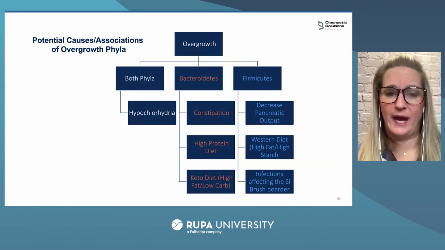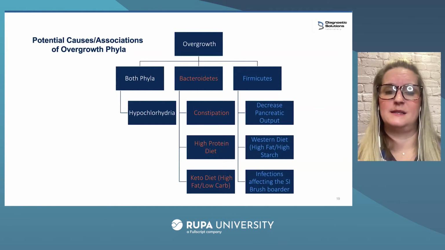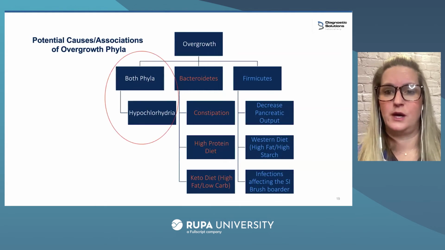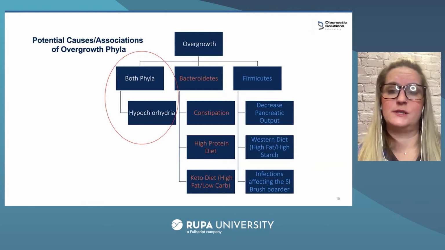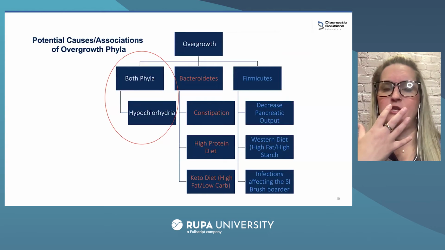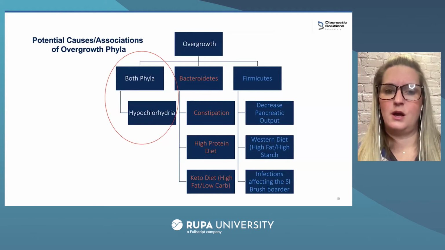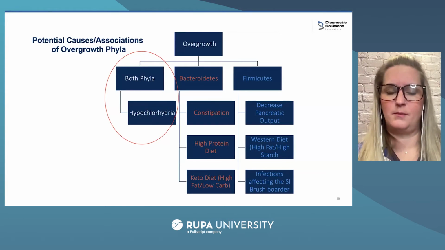Now, one thing that they both have in common, and something that we're going to speak a little bit more on, is hypochlorhydria. So hypochlorhydria is low stomach acid. So when you have low stomach acid, it actually alters the pH. Remember, you're looking from the upper GI all the way down. So in the gut, if you have an altered pH and an altered gut from the start, it will alter the pH for the rest of the system.